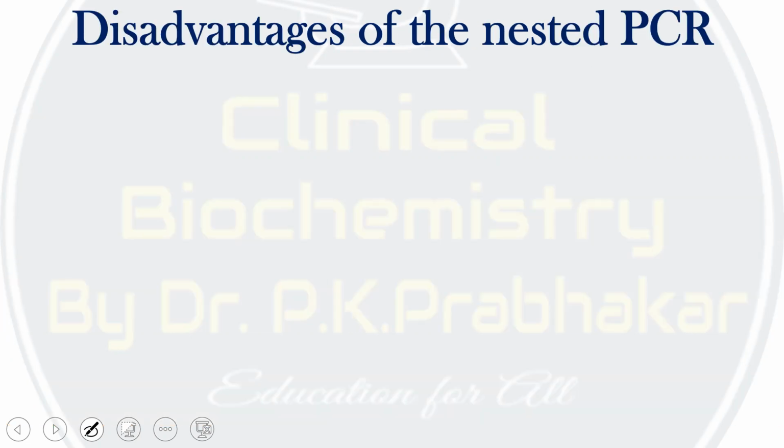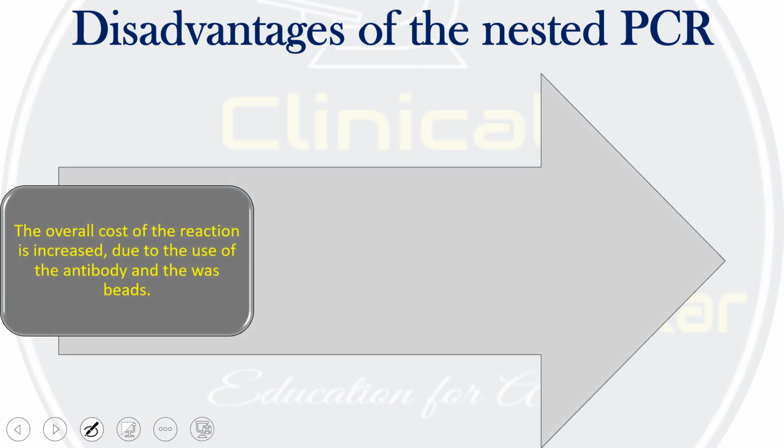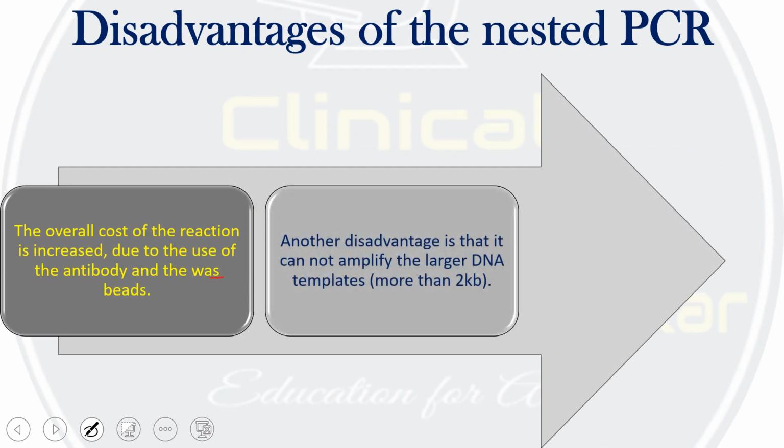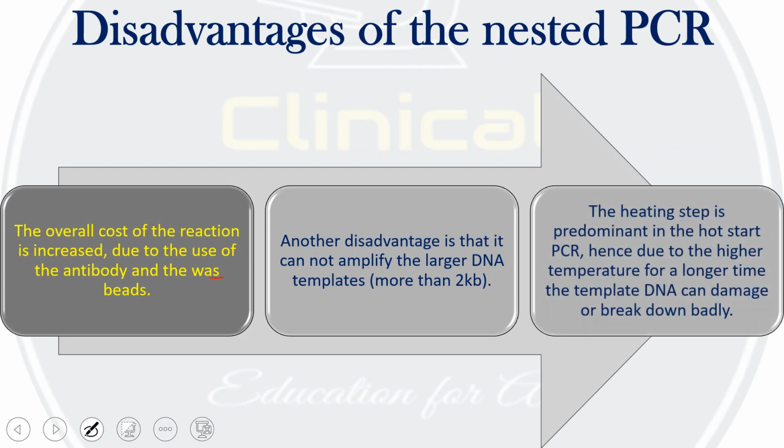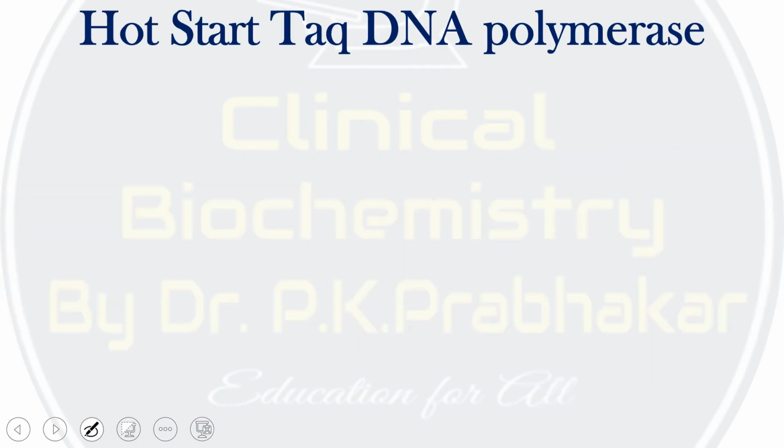There are certain disadvantages also. What are these disadvantages? The overall cost of the reaction is going to increase due to the use of antibody or the wax bead. Another disadvantage is that it cannot amplify larger fragments of DNA. It is applicable only for small stretches, small fragments of DNA. And the heating step is predominant in the Hotstart PCR. Hence, due to the higher temperature for a longer time, the template DNA can get damaged or break down badly.